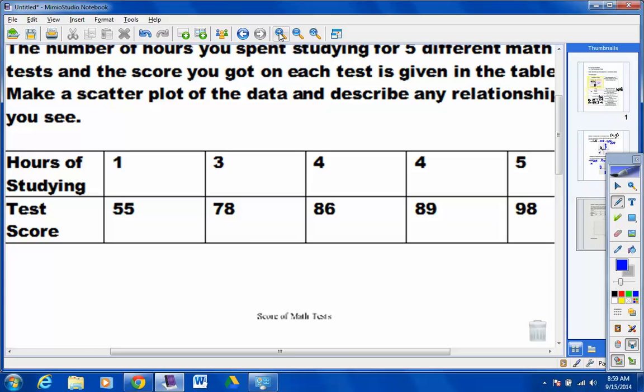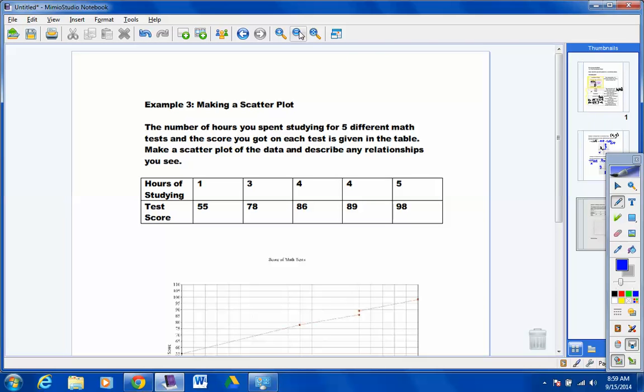I got to read this first. Okay. Example 3 says making a scatter plot. Now, down below, they give you a scenario about what's going on. It might be a true scenario. It might be a false scenario. This one might be kind of far-fetched. But it says the number of hours you spent studying for 5 different math tests and the score you got on each test is given in a table. It says to make a scatter plot of the data and describe any relationships that you see. Okay?